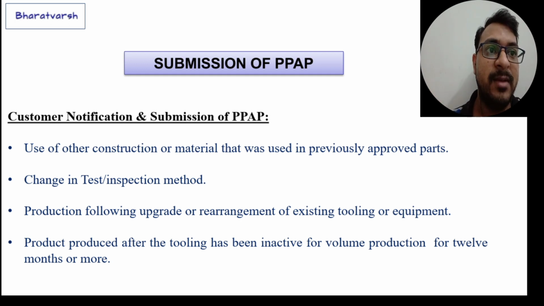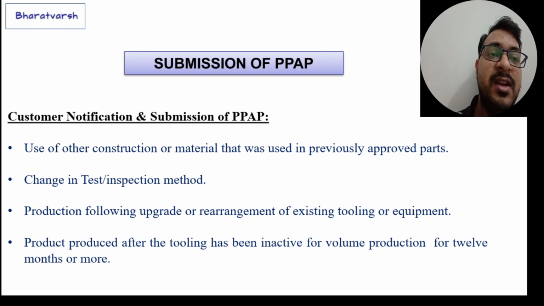Fifth is when there is a change in the raw material or construction material which was not used previously, that is, a change of material. Here, in the drawing two types of material are given, for example SS441 or SS409, but we are using SS441 material, and currently now we have to use SS409 material. Then we have to notify this to the customer and then submit the PPAP.